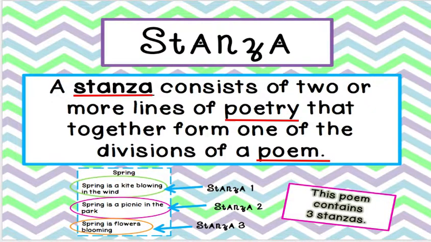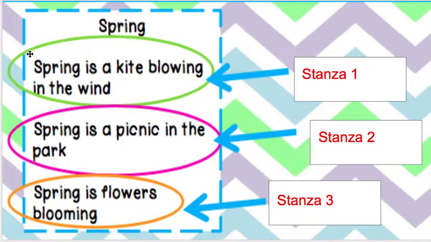A stanza consists of 2 or more lines of poetry that together form one of the divisions of a poem. So as you'll see in the example, a stanza in a poem is kind of like the paragraphs within the poem. So you see here, this poem has 3 stanzas. Stanza 1 is circled in green, stanza 2 is circled in pink, and stanza 3 is circled in orange.